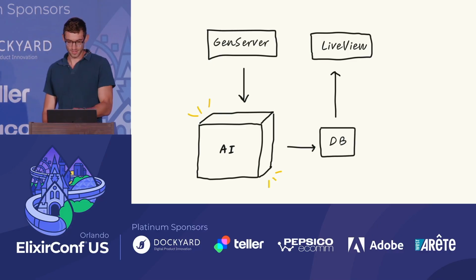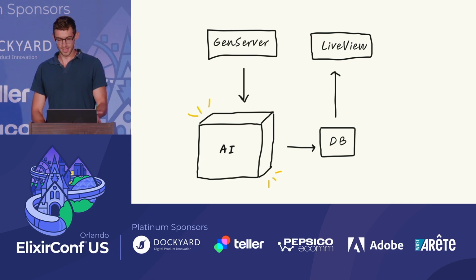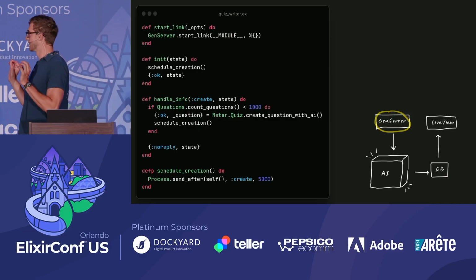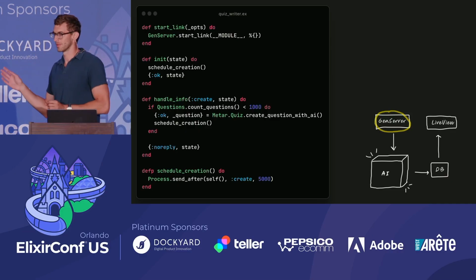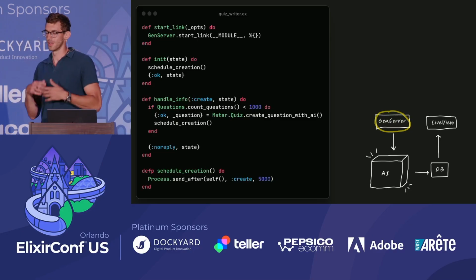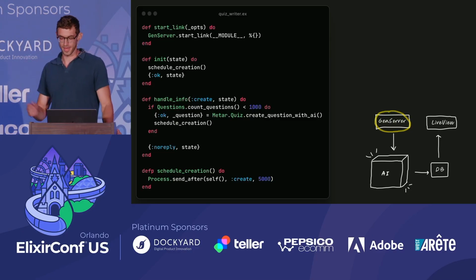So in this case, the pattern looks like this, where we have a gen server that calls our magical AI box, which then saves the output to a database, and then we can render it. So up close, and again, I don't necessarily want you to worry about the code line by line. I just want you to get the gist of what this looks like. And I also will have all the code available open source after to show you.